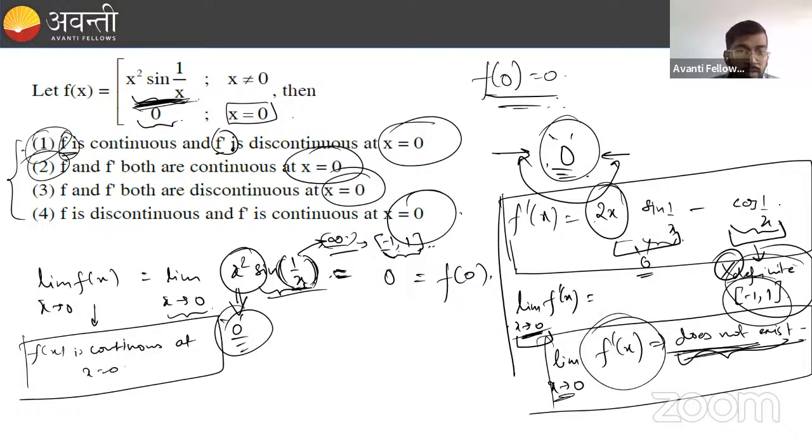So therefore f dash x is discontinuous at x equals to 0. So the answer is option 1, right? f x is continuous and f dash x is discontinuous.